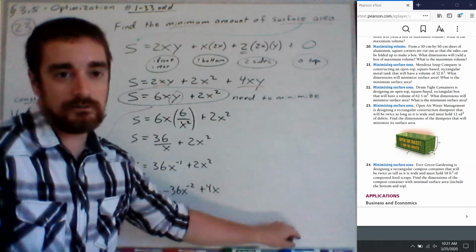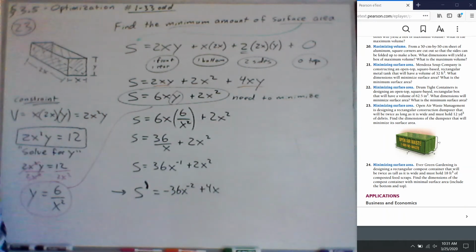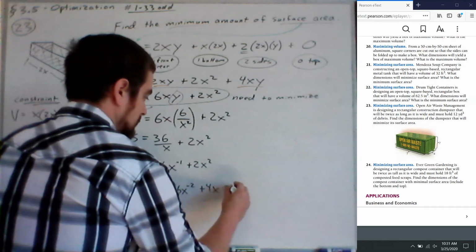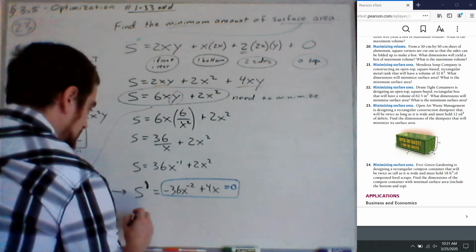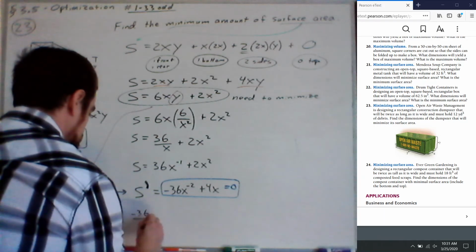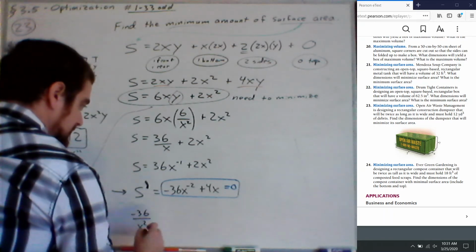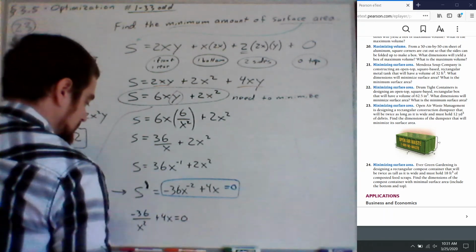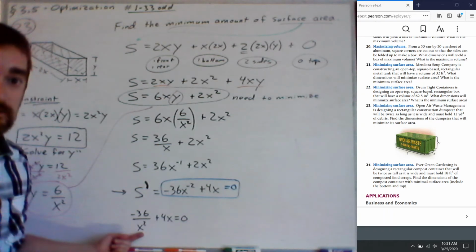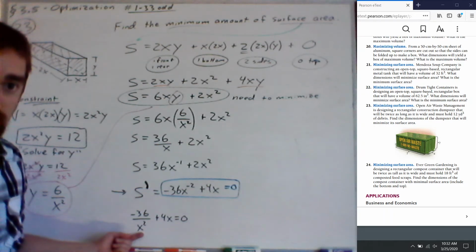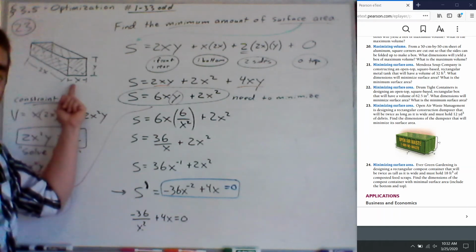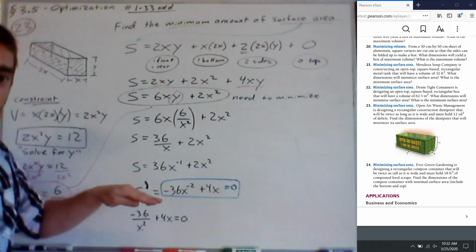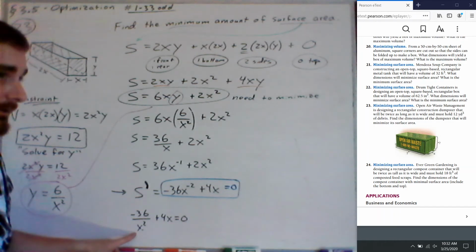I have to set this equal to 0 and find a critical value. So that's what I do. This piece is now equal to 0, which means I'm looking at negative 36 over x squared plus 4x equals 0. Okay, if this is undefined at x equals 0, I get a critical number, but we just said x can't be 0. So I don't care about that critical number x equals 0. Why? Because if x is 0, my width is 0, my length is 0, I have no dumpster. And so obviously x is non-zero.